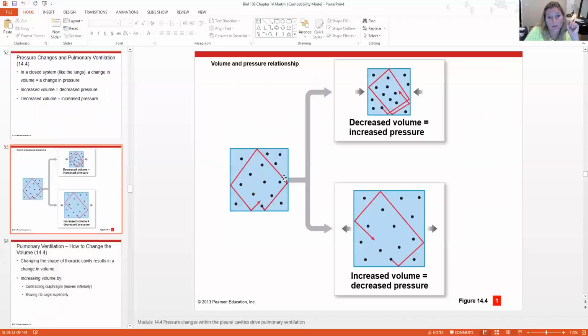Here we have some type of closed system. There's a little opening here, just like there's only one opening, right, our nose and mouth, only one opening to our lungs. So if we close this box a little more and we decrease the volume, we're increasing the pressure. There are more little dots in a smaller space, hence increased pressure, decreased volume. Here we are expanding the space, less dots, bigger volume, less pressure. Again, inverse relationship between pressure and volume.